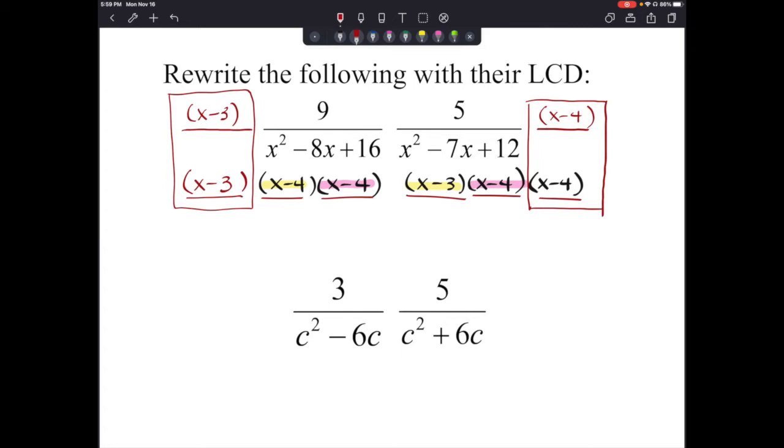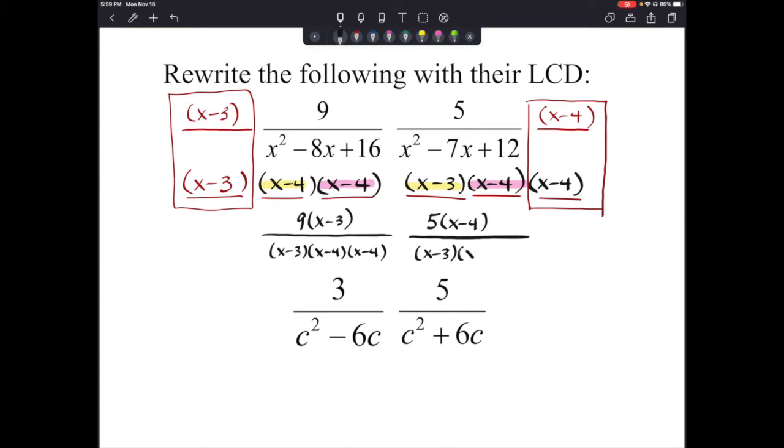So if we look to rewrite this, what we're going to have then is 9 times the quantity of x minus 3 over an x minus 3 times the quantity of x minus 4. You could even say x minus 4 squared if you want to. And then on the right side, I'm going to have a 5 times the quantity of x minus 4 over that same denominator. So now they're written with their least common denominator. All right, so let's look at the second one.